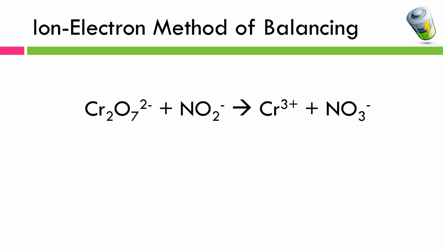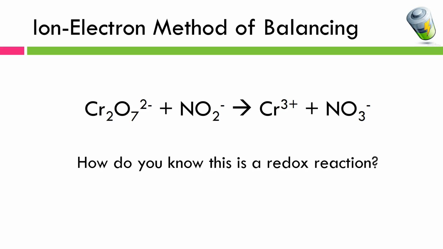Okay, this might look kind of nasty at first glance. The first thing you want to do is assign oxidation numbers, and that's how you're going to know that this is a redox reaction. So let's go ahead and do that. Now the oxygen is usually -2. I've got -2 times 7, that's -14, and I've got a total charge of -2. So I need a +12. I've got 2 chromiums to do that with, so I've got +6.